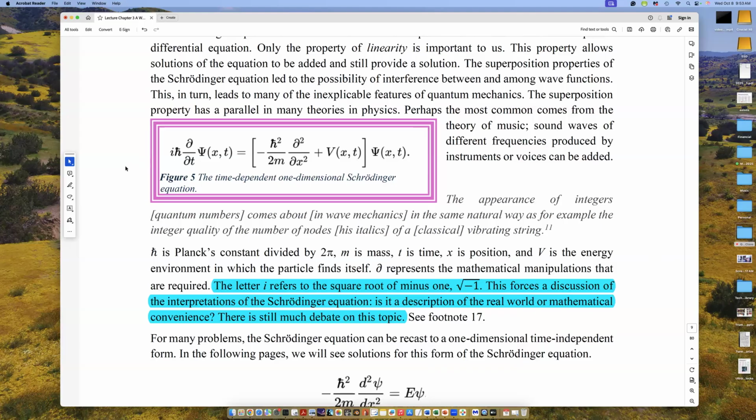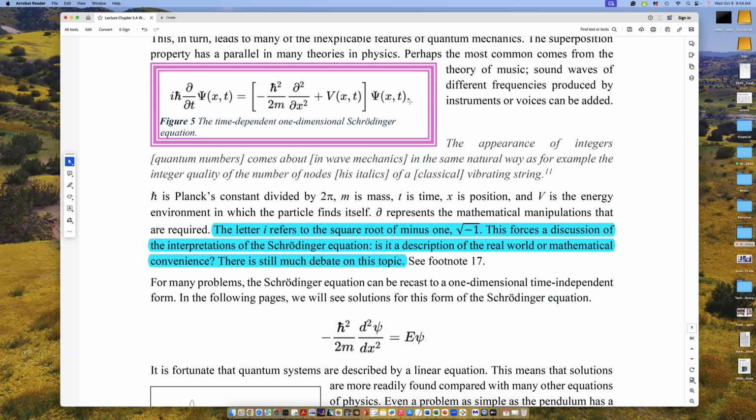And this is also a confounding issue, that the description of quantum systems necessarily includes a number that doesn't exist in the real world. That's a mystery. The other things here are straightforward. t for time, m for the mass. If this is a particle, we need to know the mass. We have a physical constant here called Planck's constant. It's a tiny, tiny number, and a bunch of mathematical manipulations. So that's what the wave function looks like. I mean, the Schrodinger equation looks like.